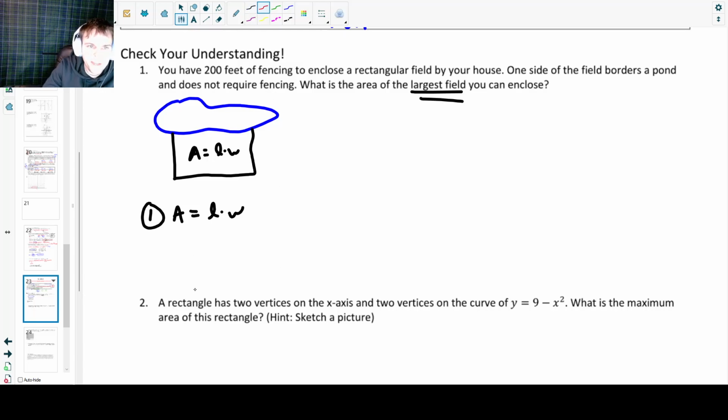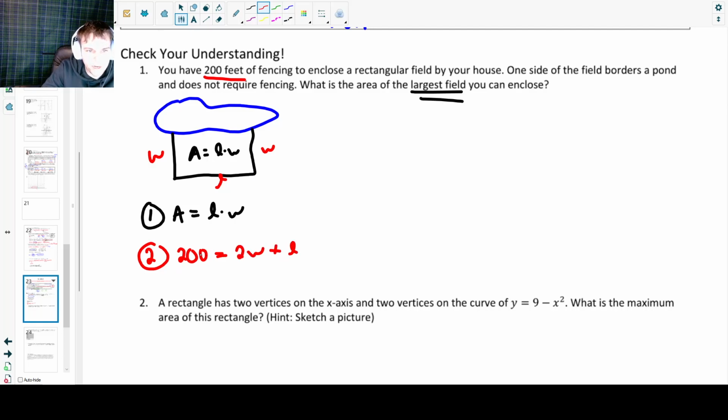Step two, what are my constraints? So I have one constraint here. It is the amount of fencing that I have. I only have 200 feet of fencing. My fencing is going to be made up of 2 widths and 1 length. So 200 equals 2W plus L.